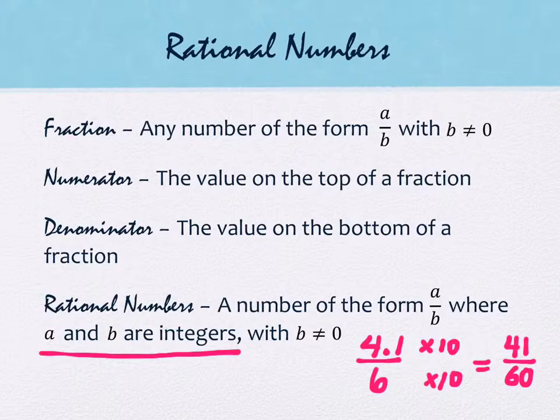So it doesn't necessarily have to be something where it's already written with integers, but it has the ability to be written as integers is the key idea. Okay, so those are rational numbers. So in particular, we're going to be looking at fractions in this chapter.